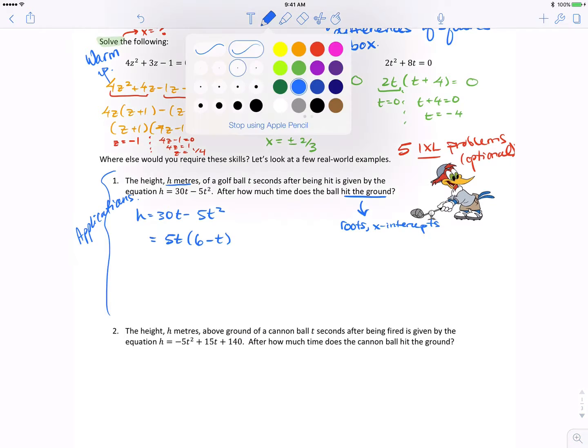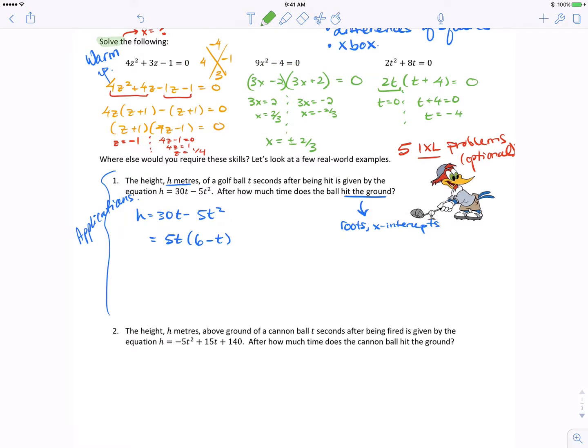And if we're talking about when something is hitting the ground, that means the height is 0. So that's where I'm going to sub in my 0. I then can solve for both sides. 5t equals 0, therefore t is 0. And 6 minus t is 0, so 6 equals t. Alright, so let's just take that and interpret it.